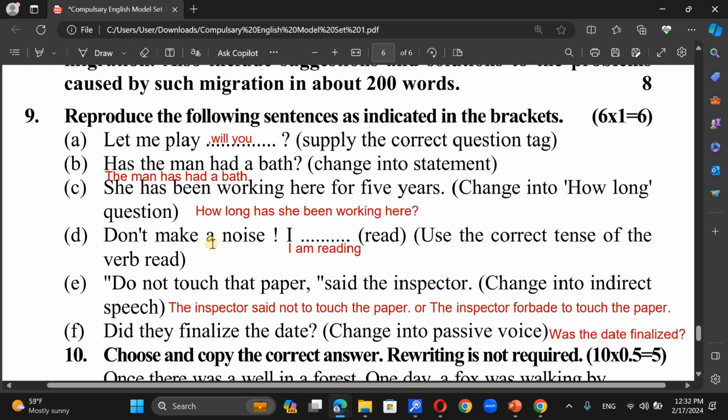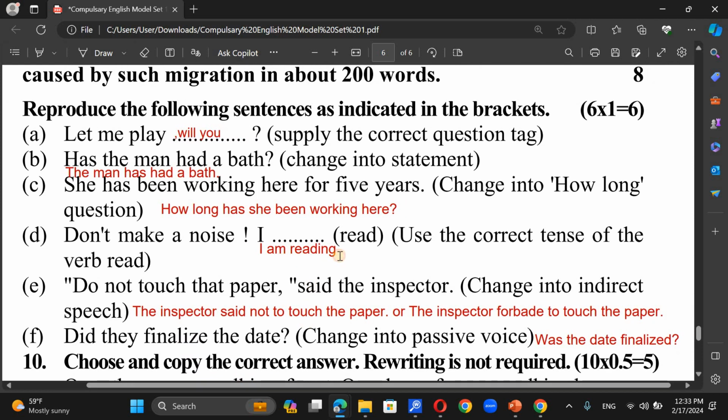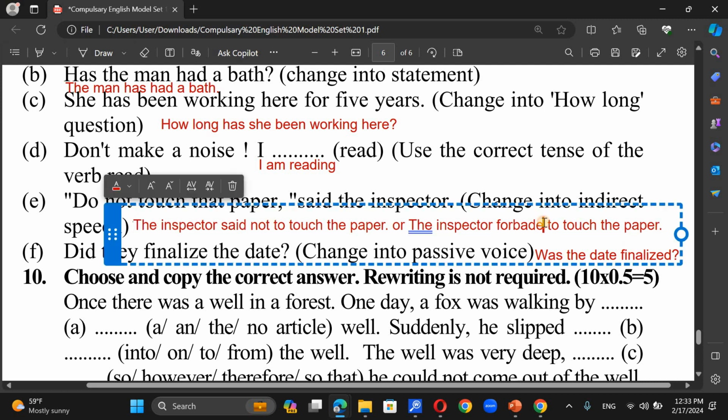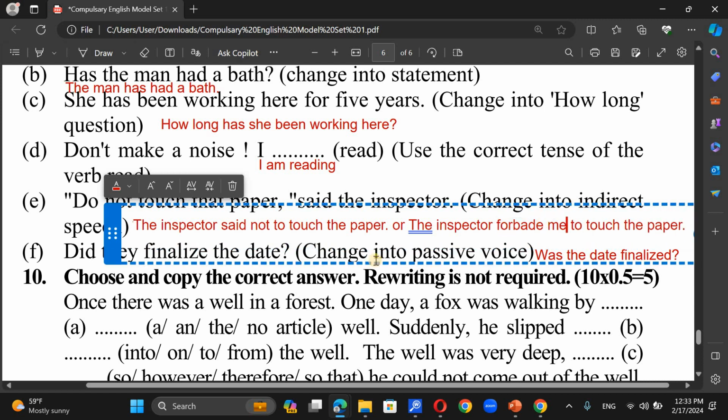Now next is don't make a noise. This is I am reading, this is tense. Next is do not touch that paper, said the inspector. The inspector said not to touch the paper, or the inspector forbade us to touch the paper. You can write the inspector told me not to touch the paper, or you can say the inspector forbade, forbid means us or people to touch the paper, better to write forbade. Okay, you can write also me to touch the paper.